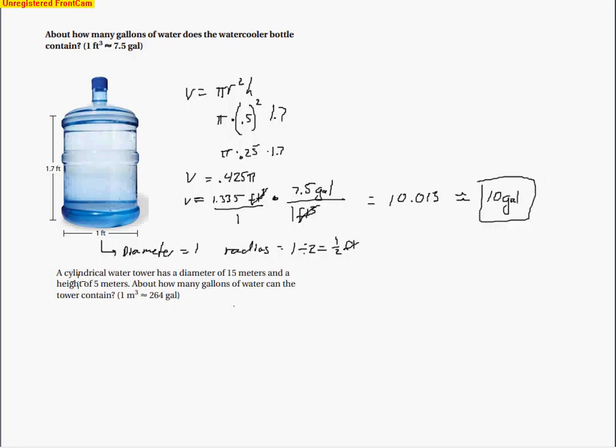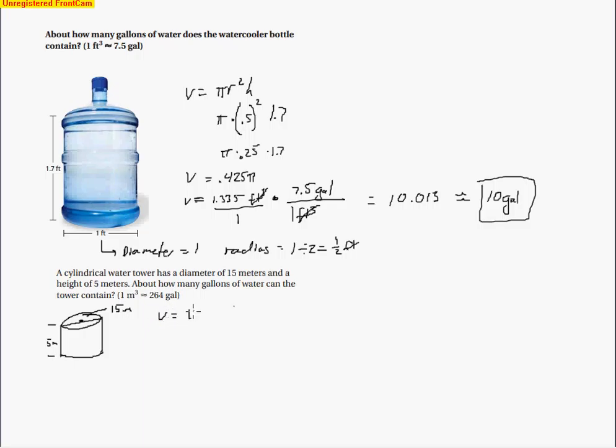So another problem, very similar. Cylindrical water tower has a diameter of 15 meters. So the diameter, distance all the way across, is 15 meters. It says the height of this is 5 meters. So there's our water tower, and we want to find out how many gallons of water are in this, if a cubic meter equals 264 gallons. So let's find out what the volume of this is.